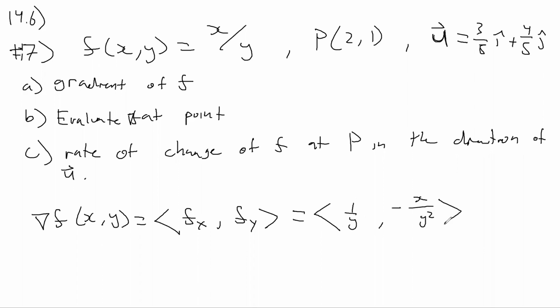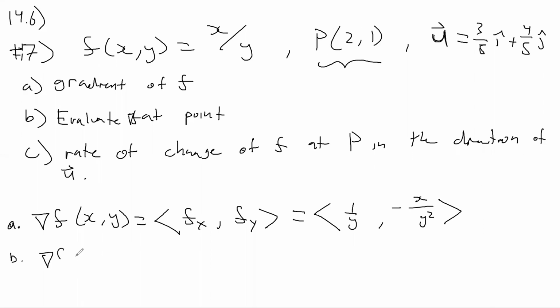There you go. So that's part A, finding the gradient of f, or the gradient vector of f. Remember, this is a vector. Now for part B, evaluate at a point. We're given this point right here, (2, 1).